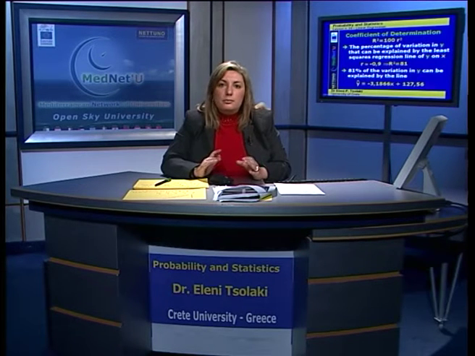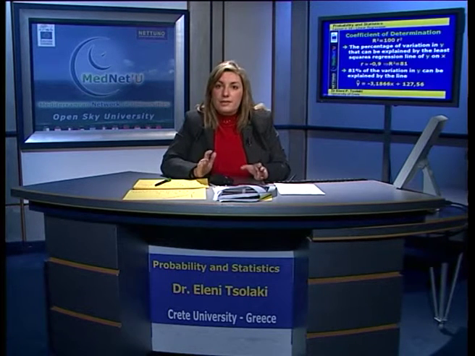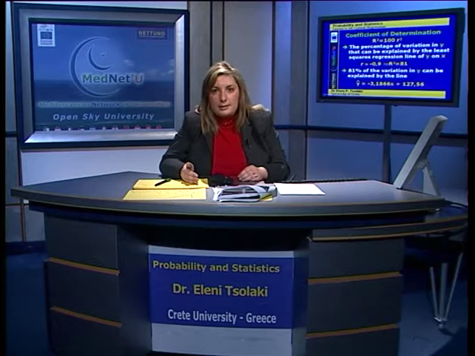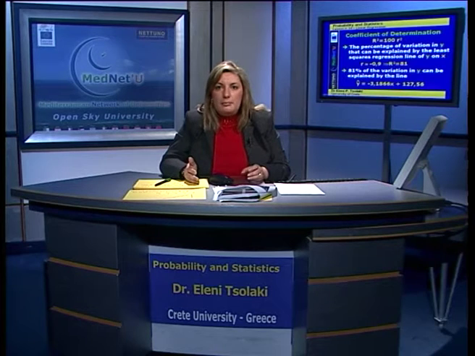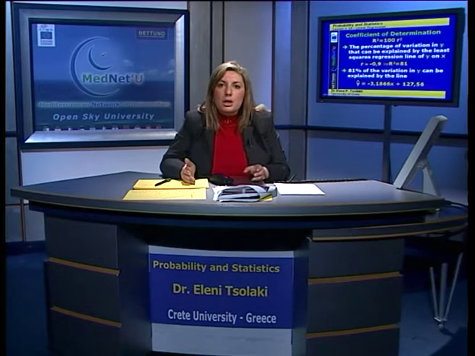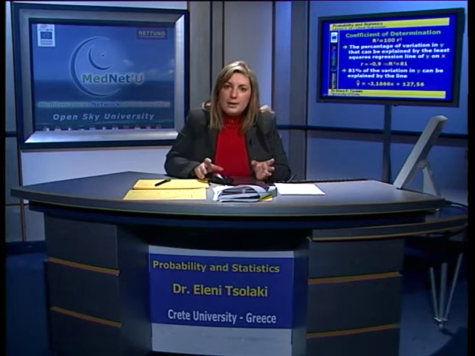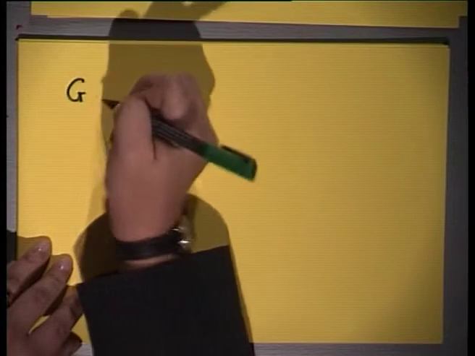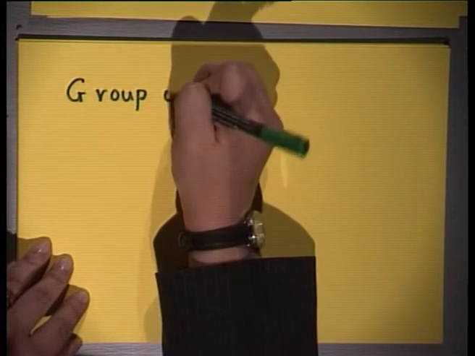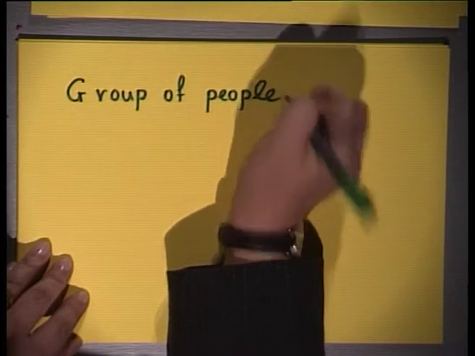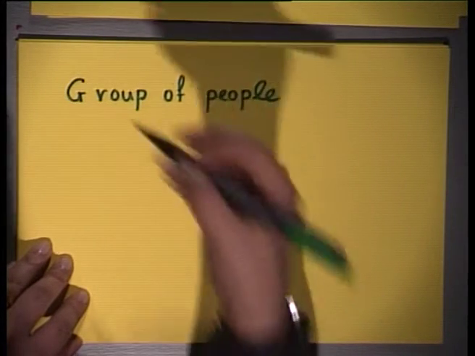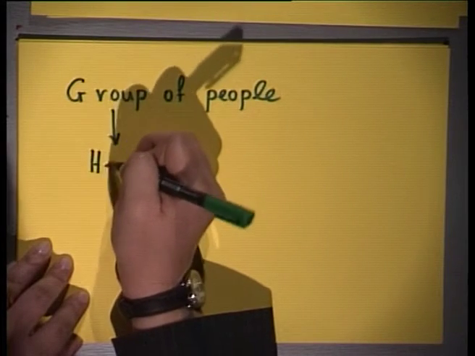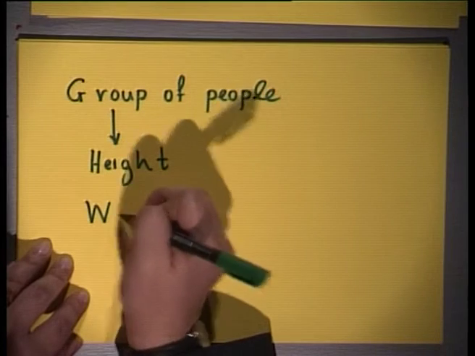So as we've said in this lesson, we've seen relationships. In particular, we've seen linear relationships between data sets. An example of a linear relationship would be if we measure the weight and the height of a group of people. So what happens here is that, for example, we have one group of people. Now, for each one of this group, we measure the height and the weight.